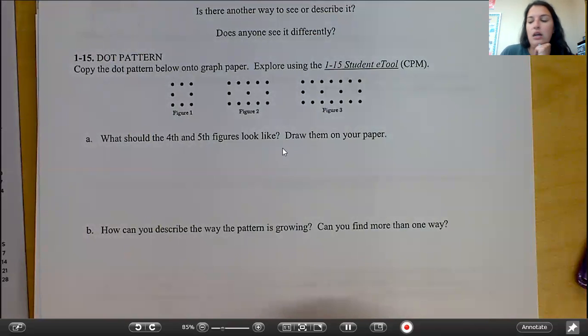Okay, if you've answered that, there's a couple things that you could say. One thing that a lot of kids tend to go to, which is okay, is to say that each figure has 5 more dots than before. So if you said that, great. If you said something else, that is okay too.